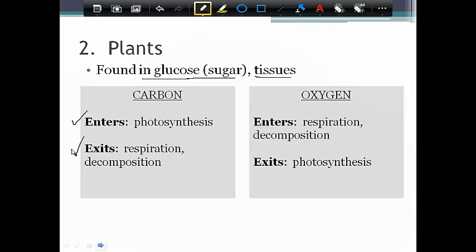How does it leave? Through respiration and decomposition. Plants decompose. They also need to make energy, so they're giving off carbon dioxide when they do that. How do we get oxygen into plants? Through respiration. Just like we pull in oxygen for respiration, plants also pull in oxygen to use for respiration. Also, when they decompose, those rotting plant tissues pull in oxygen as well. Oxygen can leave the plant through photosynthesis.